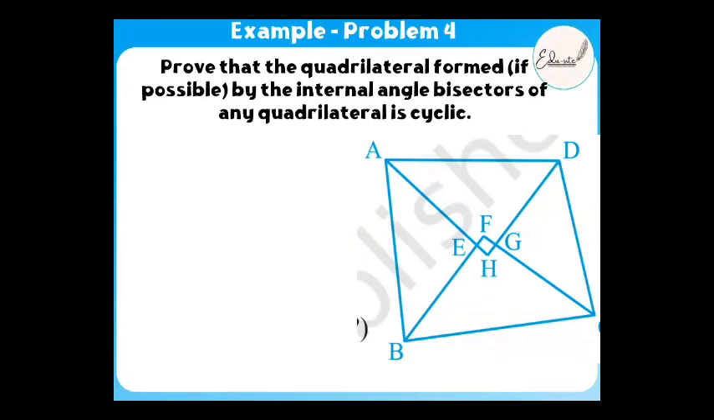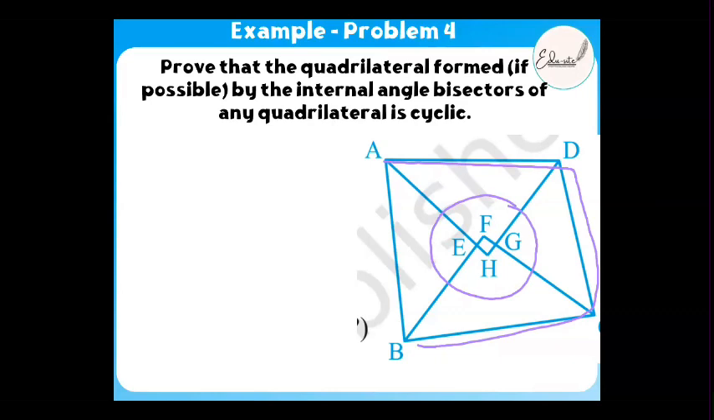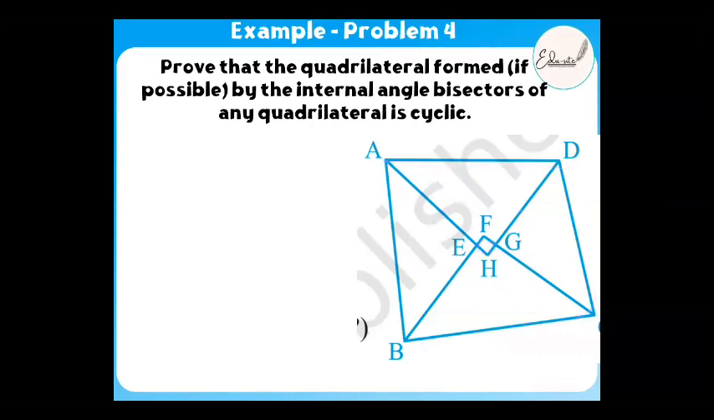Prove that the quadrilateral formed, if possible, by the internal angle bisectors of any quadrilateral is cyclic. Okay, what you have to prove is that this quadrilateral, which is already given, formed by the internal angle bisectors, E, F, G, H, should be a cyclic quadrilateral. How will you prove that it is cyclic? Cyclic means it should have angle F plus angle H equal to 180 degrees, and E plus G equal to 180 degrees. How will you prove that? Do you have any idea how to prove this?